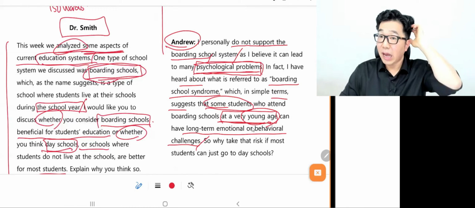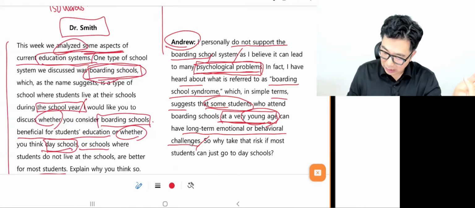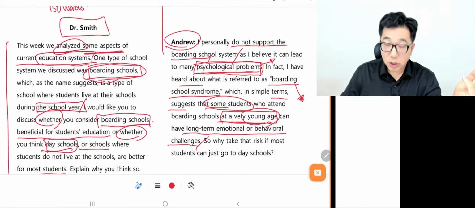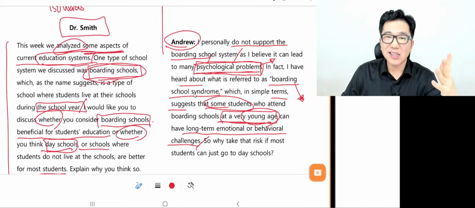Because if they're so young, especially, and if they don't see their moms and dads for 3 to 6 months at a time, then we can infer why and how some young kids may get this kind of long-term emotional problems, okay? He's calling it boarding school syndrome, and he's calling it developing psychological problems, okay? You don't have to agree or disagree with Andrew, but it's beneficial for us to at least clearly understand what he's saying. So we understood what he's saying, okay?